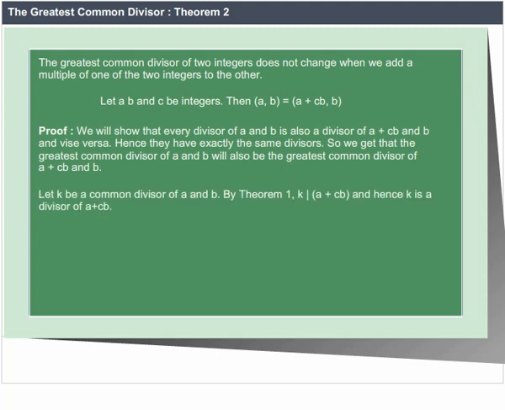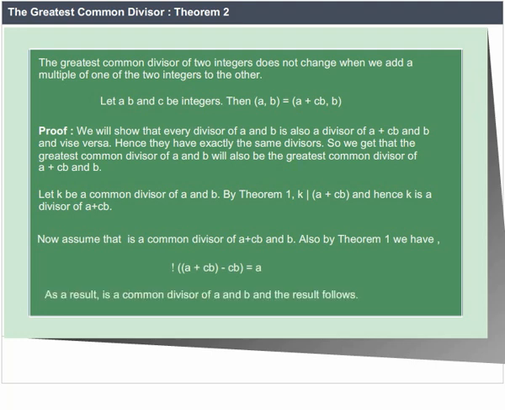Let k be a common divisor of a and b. By theorem 1, k divides a plus cb, and hence k is a divisor of a plus cb. Now assume that k is a common divisor of a plus cb and b. Also by theorem 1, we have a plus cb minus cb equal to a. As a result, k is a common divisor of a and b, and the result follows.